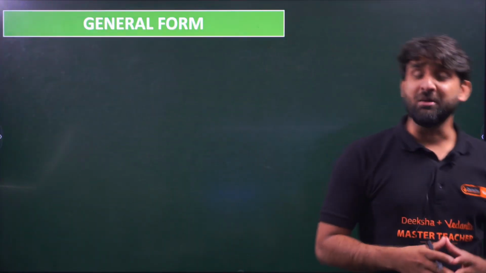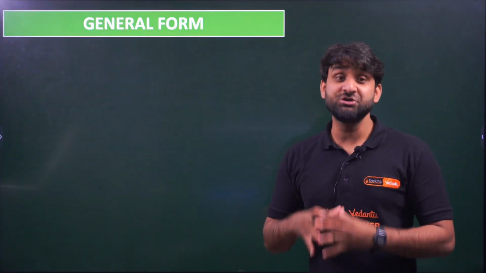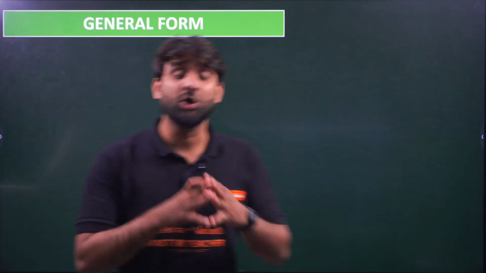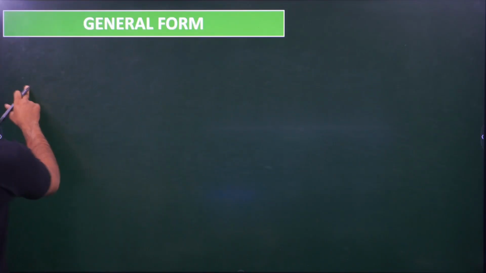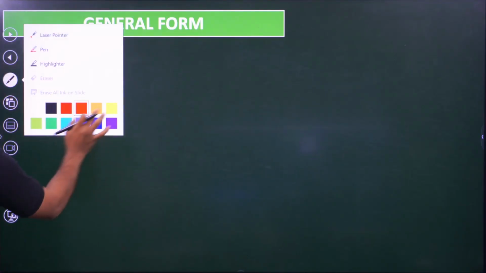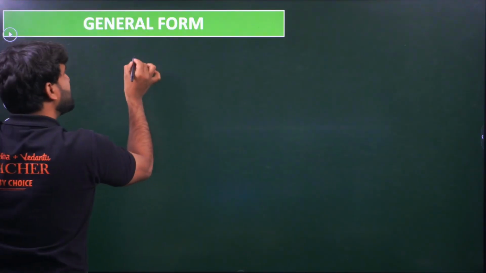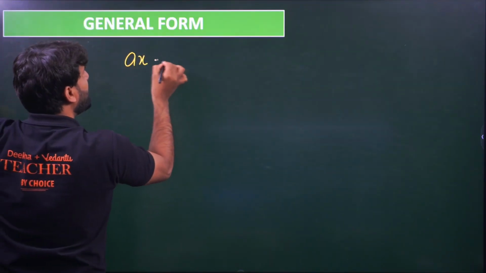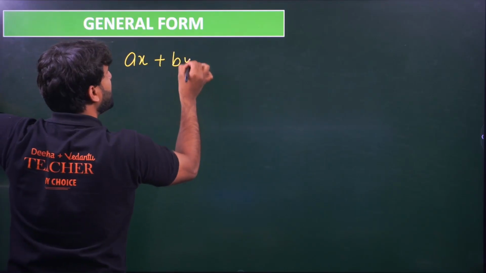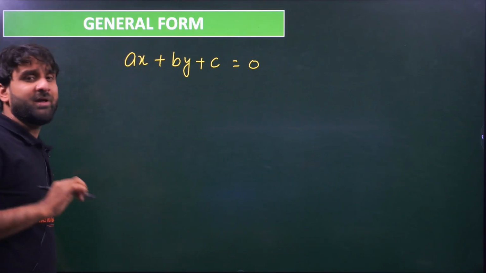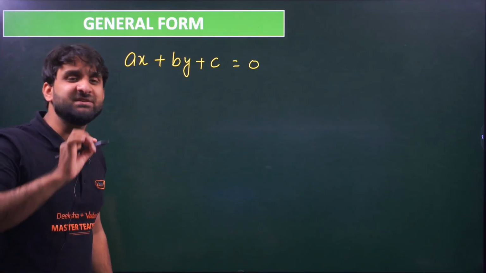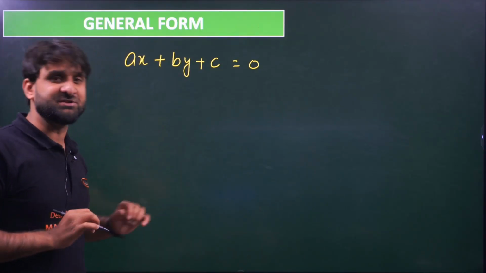Okay. So my dear champions, first let's talk about the general form. What is called the general form? What do you understand by the general form of a pair of linear equations in two variables? Basically, the general form of a linear equation in two variables is, look at the general form, ax plus by plus c is equal to 0. This is the general form.